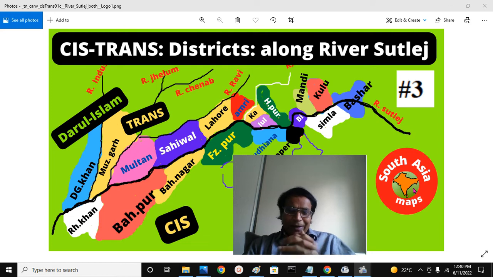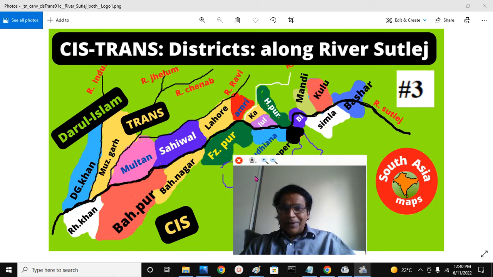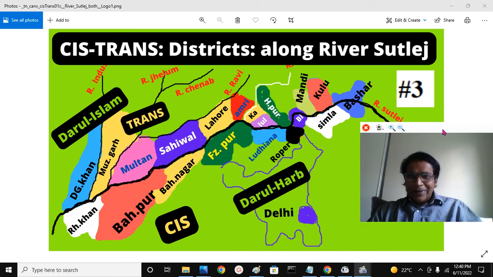We are continuing our fascinating journey regarding the CIS-TRANS districts of the major rivers of motherland Bharat. And previously, I have chosen today's topic of discussion, the majestic Sutlej River. CIS-TRANS districts along the Sutlej River.